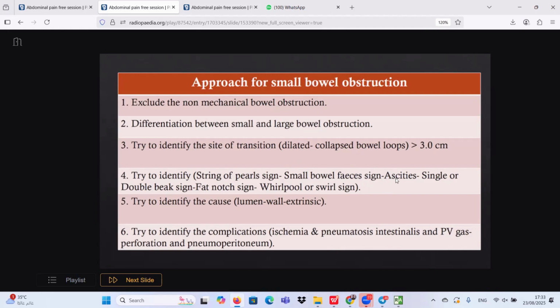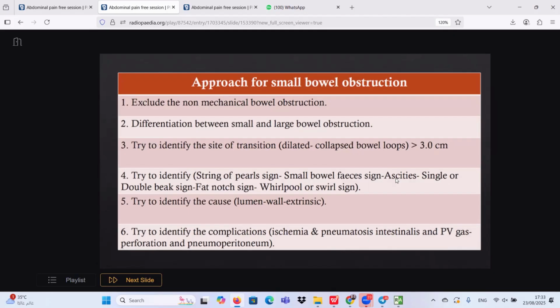Search also for the single or double beak sign. That means single or double transition point. Fat notch sign, that means angulation of the mesenteric vessels. If you find angulation of the mesenteric vessels, you are dealing with closed loop obstruction. Whirlpool or swirl sign, twisting of the mesentery, is also a sign of closed loop obstruction. Try to identify the causes that we mentioned before.